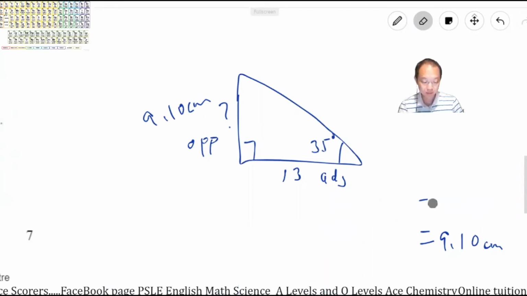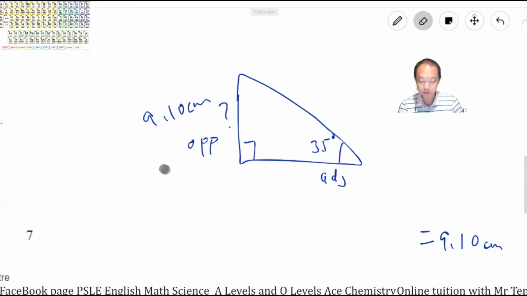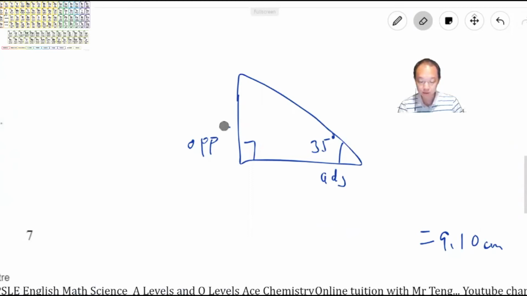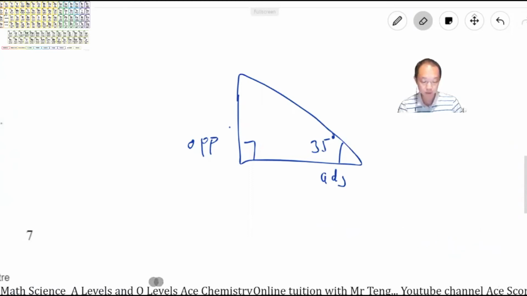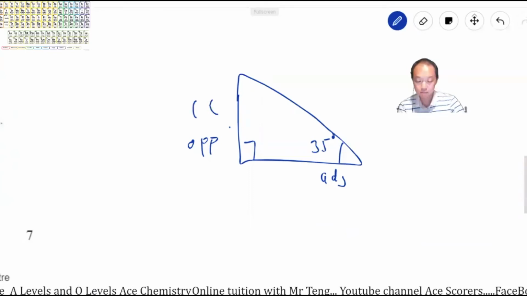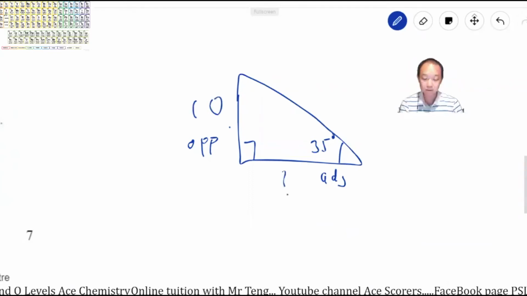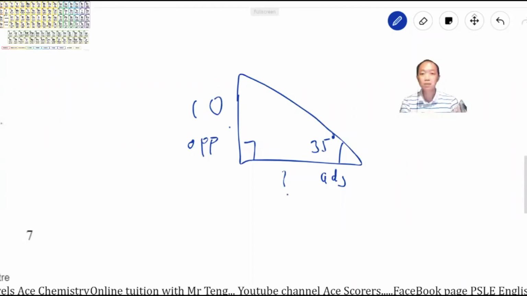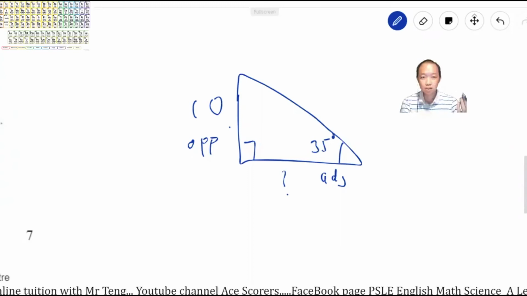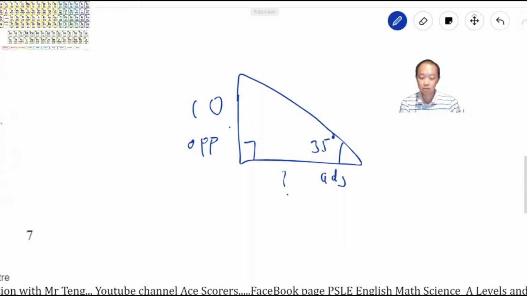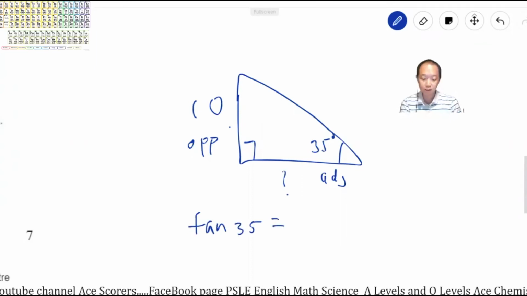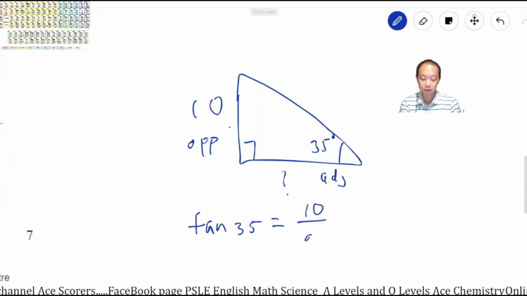So now they want you to find adjacent, right? Okay. So let's say it's 35. And they give you here opposite equals 10. Then adjacent question mark. Same thing. First question, ask yourself, which book do you need to refer? Tangent book, right? Because opposite, adjacent. So the book says tangent 35 equals 10 divided by ADJ, adjacent.